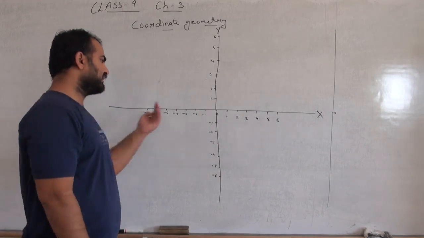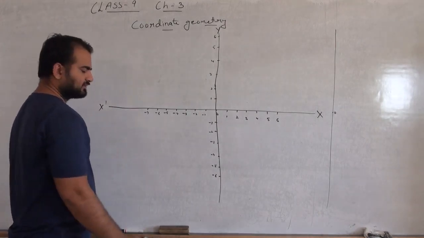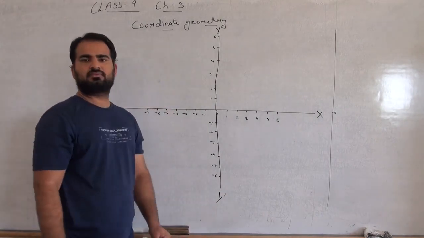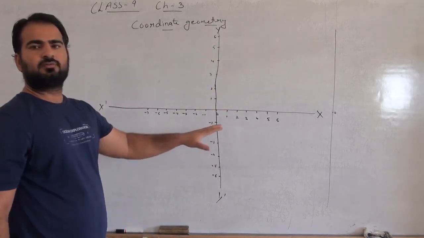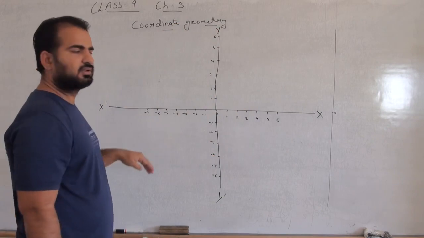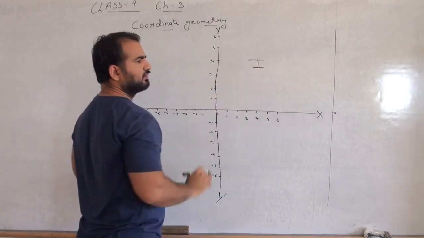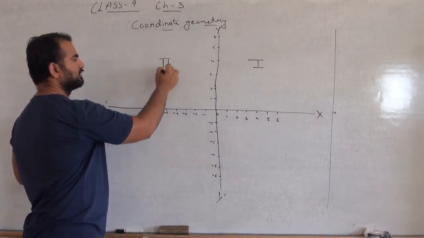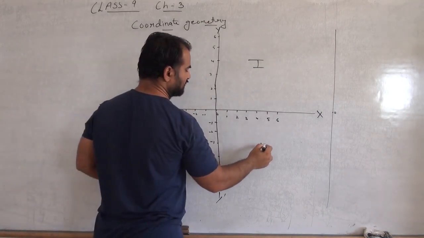This is the negative side of the x-axis. So we label it x dash, and this is y dash. Done. So we have divided our plane into 4 quadrants. This is the first quadrant, this is the second quadrant, this is the third, and this is the fourth.